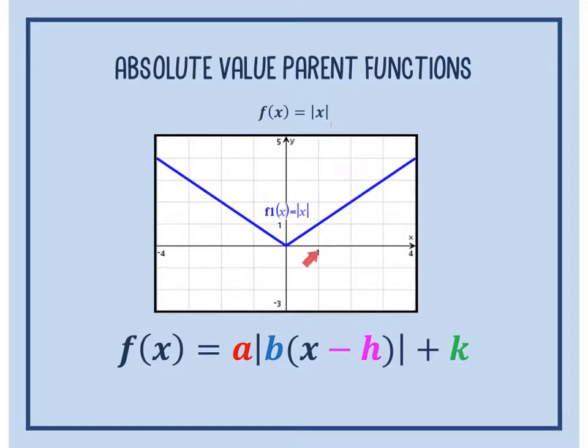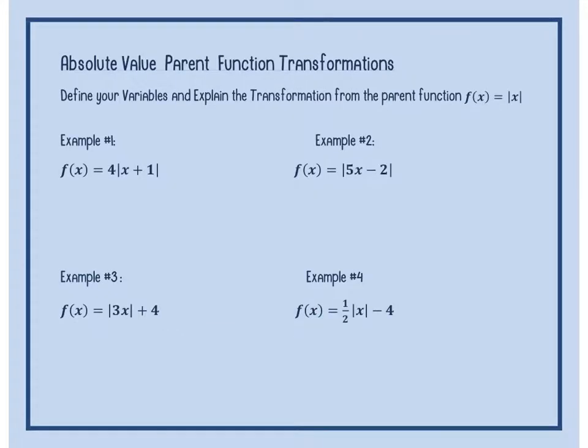So the absolute value of 1 is 1. The absolute value of negative 1 is 1. So again, everything works the same way here. So we have A, B, H, and K. So number 1, in front of the absolute value, this is an A value. This has a vertical stretch of 4.